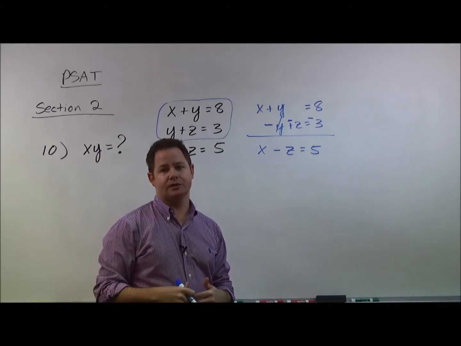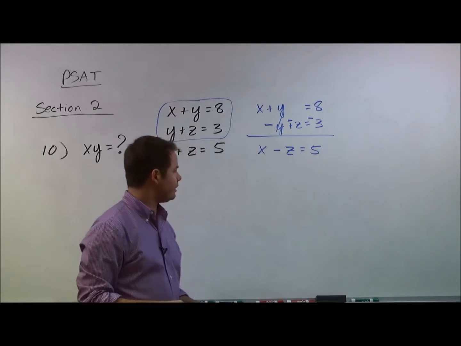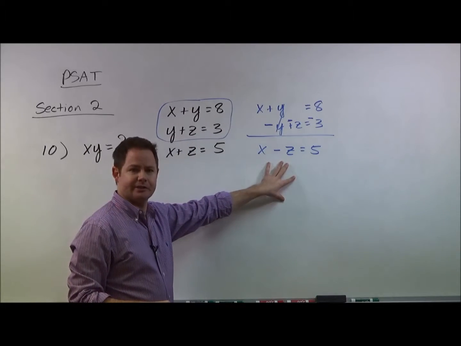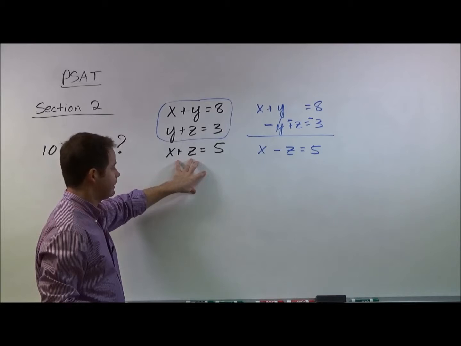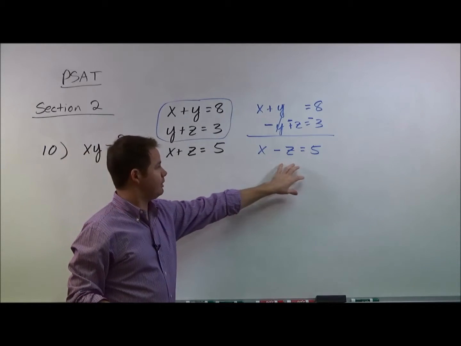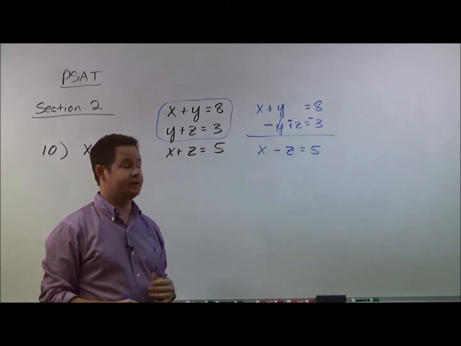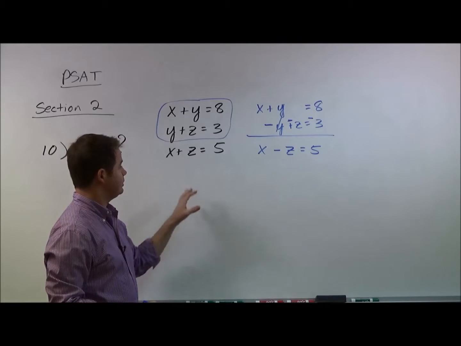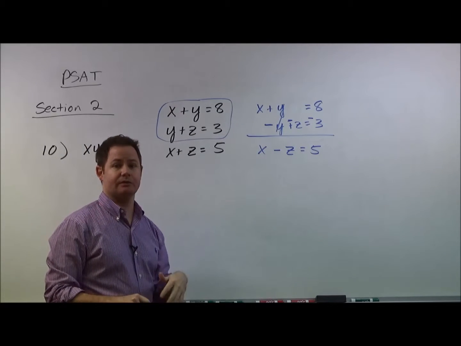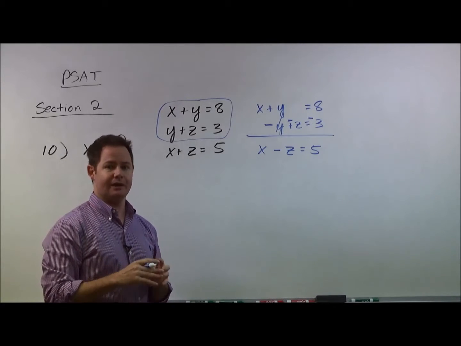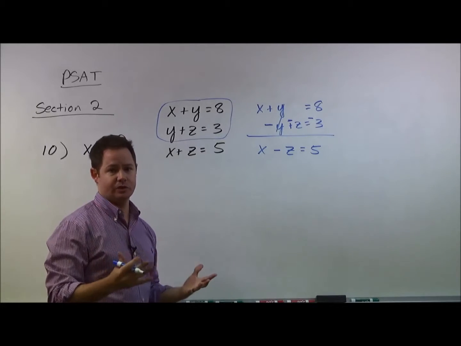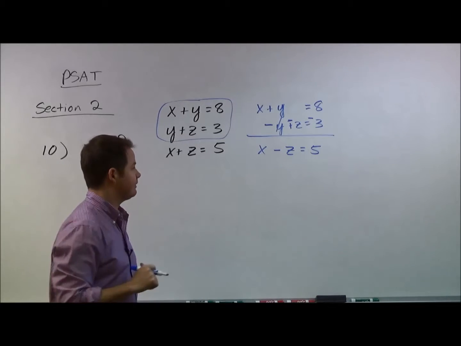Now we want to try to cancel out one more variable. So here I'm down to x and z, and here I'm down to x and z. So this is a good pair of equations to work with because it's going to allow us to put those equations together and cancel out one of those two variables, and then we'll be left with just one variable, which is the goal, so that we can start figuring out exact values.